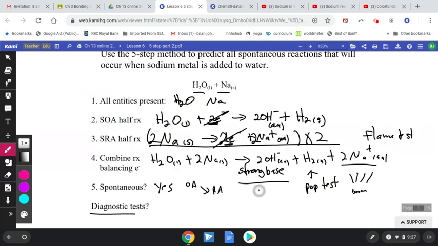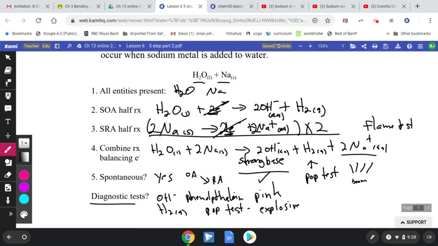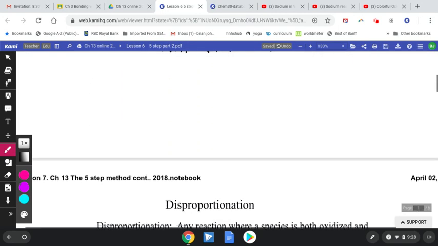Okay, so we have a positive diagnostic test for strong base, OH minus: phenolphthalein turns pink. And hydrogen gas: pop test, or explosive. We saw that as well. So we have two good diagnostic tests to verify that one works as predicted using the 5-step method. Okay, moving on.